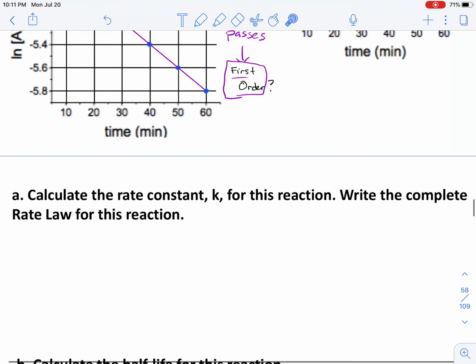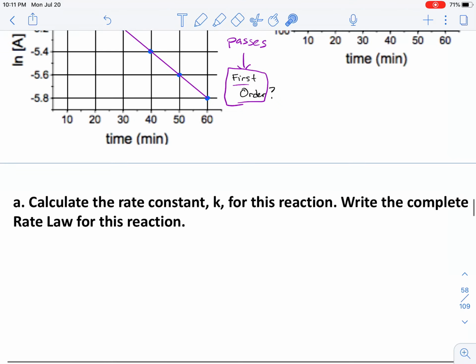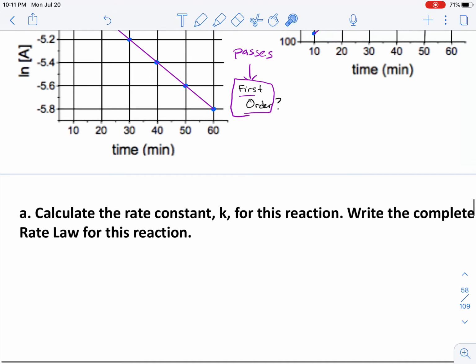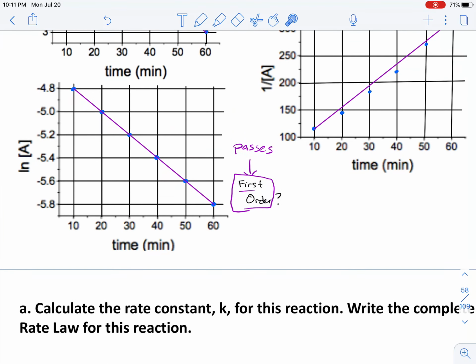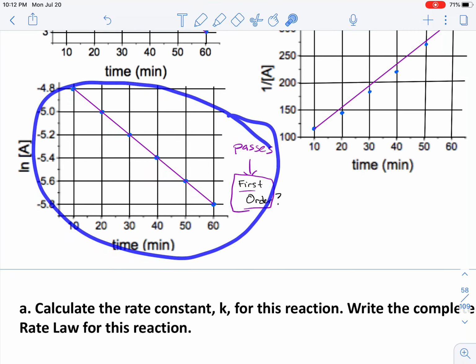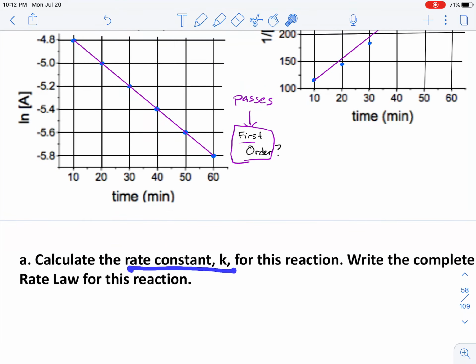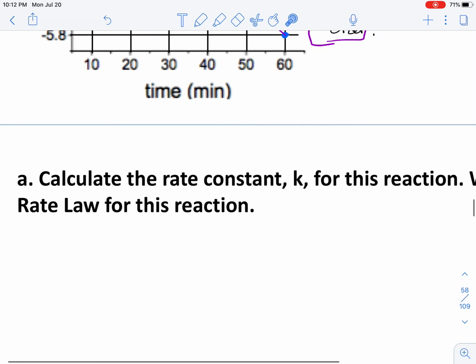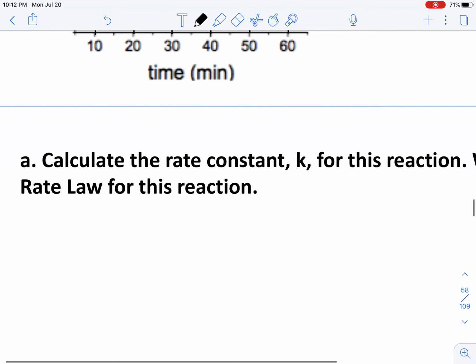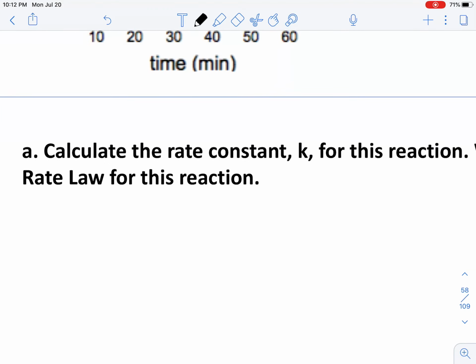All right, so now we're going to do some follow-up questions. Now that we know that this reaction is undergoing first order kinetics, we're going to calculate the rate constant k for this specific reaction. After we determine the value for k, we're going to write the complete rate law for this chemical reaction. Since this reaction is undergoing first order kinetics, all of the equations related to first order kinetics now apply.